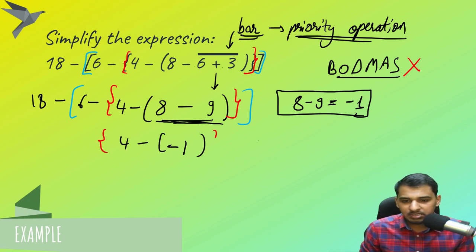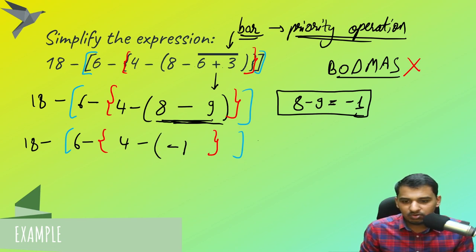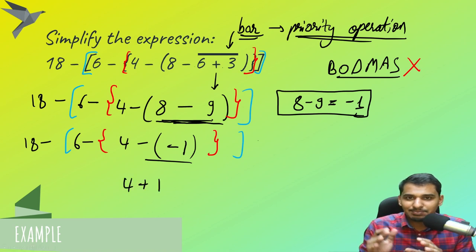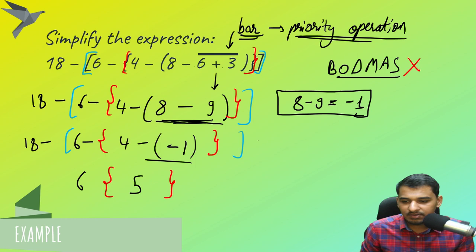Now no more operations are left here. Let me first write all this. 6 minus 8. Since no more operations are left, I can remove these brackets. Now this is 4 minus minus 1. We have learned this in school that minus minus becomes plus. So since you have 4 minus minus 1, it will become 4 plus 1, because minus minus becomes plus. So 4 plus 1 is nothing but 5. Let me just write it as 5.